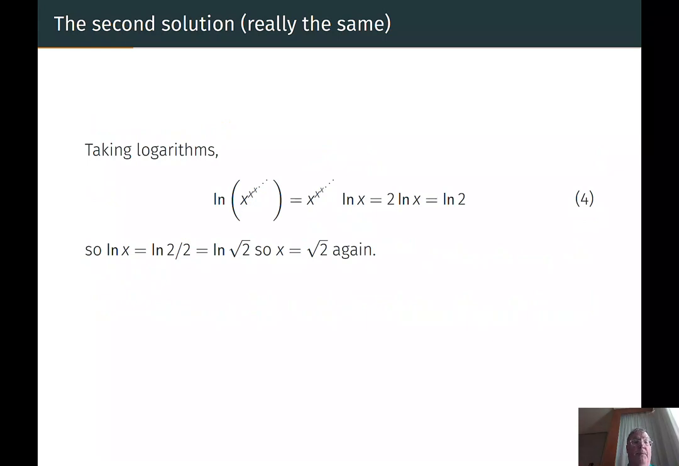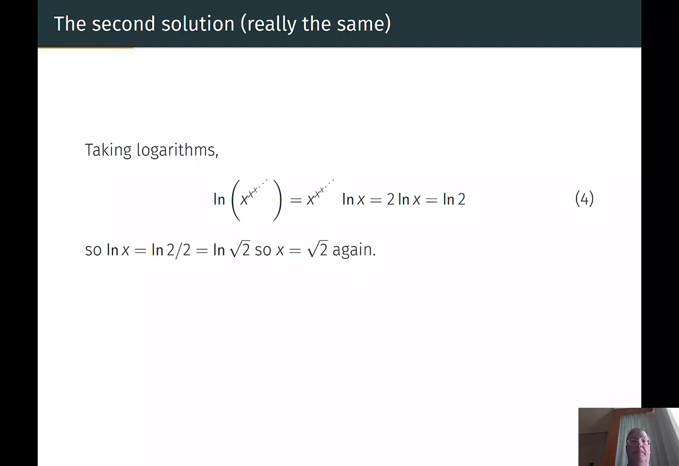Second solution is really the same. Take logarithms. And now that power, x raised to the x, that infinite power comes down by the power rule for logs. Log of a to the b is b times log of a, as long as everything is positive. Now, one tricky part about that, and one common error, is people might just take down 1 x, and that's wrong. You really have to take down the entire power. And if you do that, then it's easier to recognize that x to the x is equal to 2. So you get 2 log x. And so 2 log x has to be log 2 because you took the log of both sides. And so you get log x is 1/2 log 2, which is the log of the square root of 2. So x is root 2 again. So the two different methods give us the same solution, which is great.